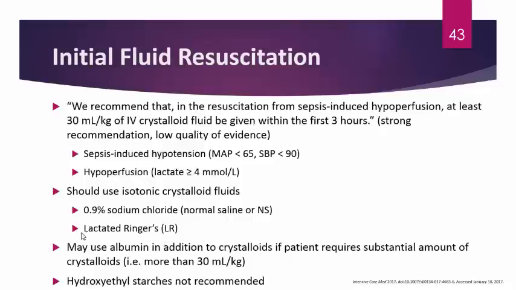Now, after you have that 30 mL per kilo of IV crystalloid, if you're still not doing so hot and you're still hypotensive at that point, you can use albumin in addition to crystalloids if they require a substantial amount of crystalloids. And hydroxyethyl starches are not recommended, though not a lot of people will actually use those anymore. But that's just an FYI. If you ever hear about recommendations for hydroxyethyl starches, they are not recommended.